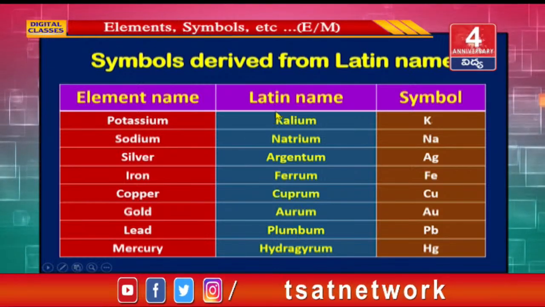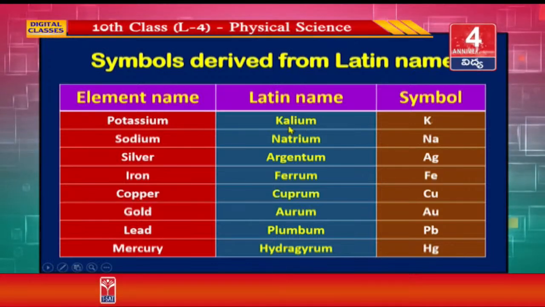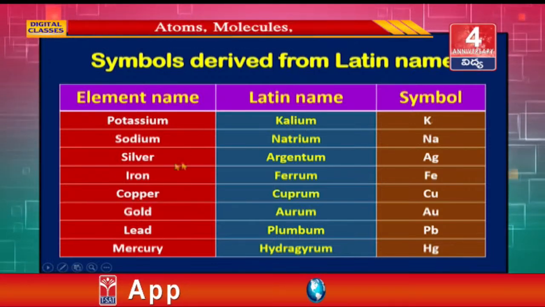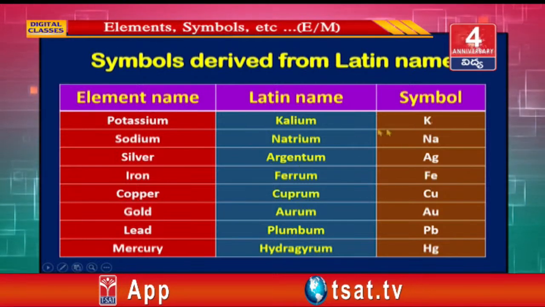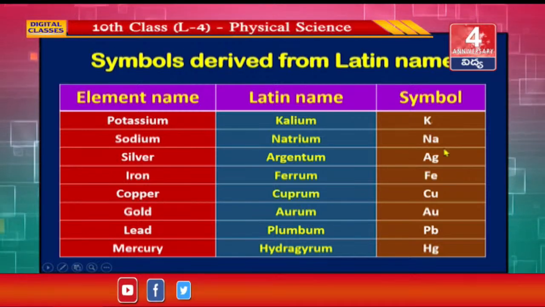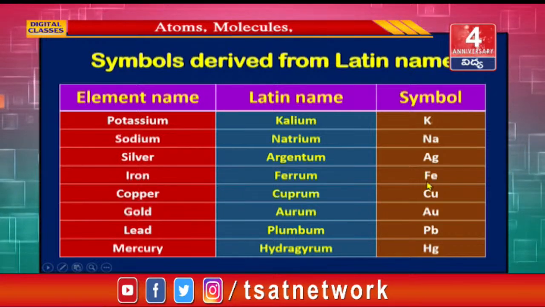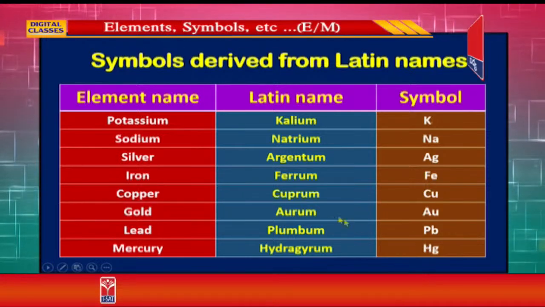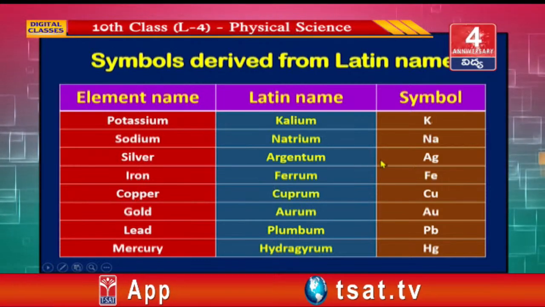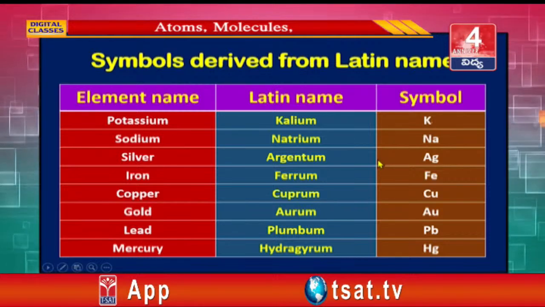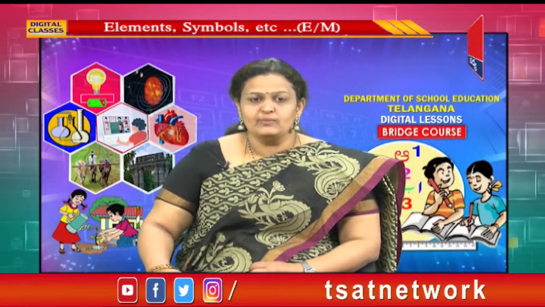So, here their Latin names have been considered, like kalium, potassium is called kalium, sodium is called natrium, silver is called argentum. So, hence the symbols are different. For kalium, for potassium it is K, for sodium it is Na, for silver it is Ag, for iron it is Fe and others also similar to their Latin names. So, children, I hope you understood how we got the symbols and how we got the element names and their symbols.